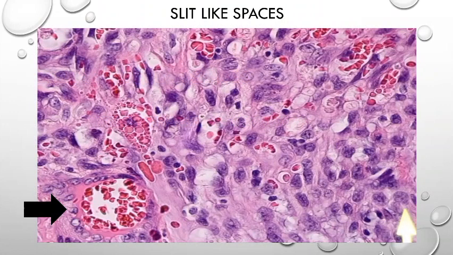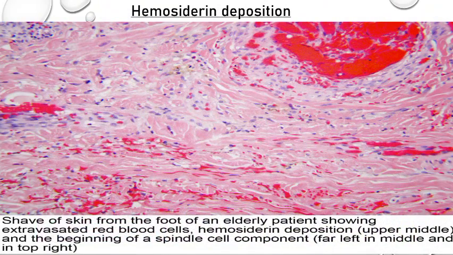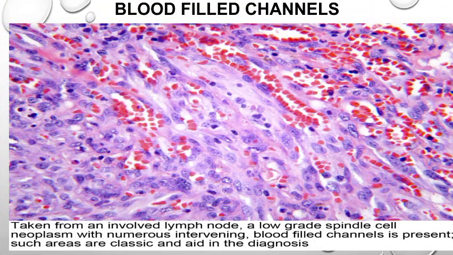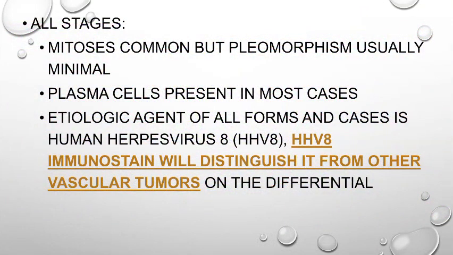This slide depicts slit-like spaces. In the slide, we can see hemosiderin deposition in the upper middle of the slide. We can see a blood-filled channel which is present. So, in all stages, mitosis is common but pleomorphism is usually minimal. Plasma cells are present in most cases.